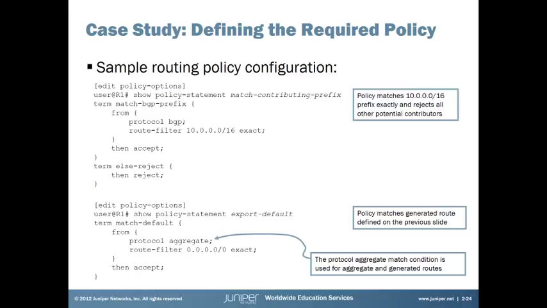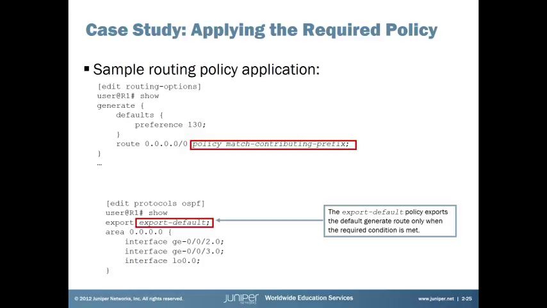and this is under edit policy options. We have got a from protocol aggregate route filter, which is our default route, exact then accept. Okay, so looking at our policy options here. And this is where we apply it. So we've got our generated route there, edit routing options, generate, we've got our preference, then we've got our route, which is 0.0.0.0/0, policy match contributing prefix.